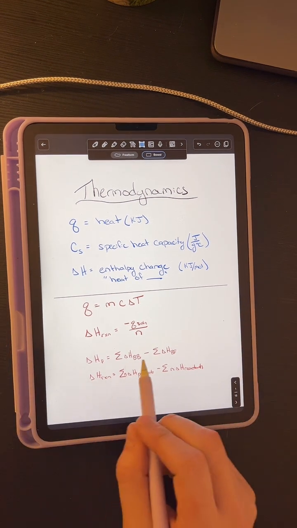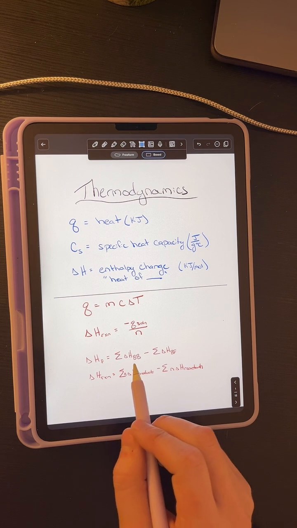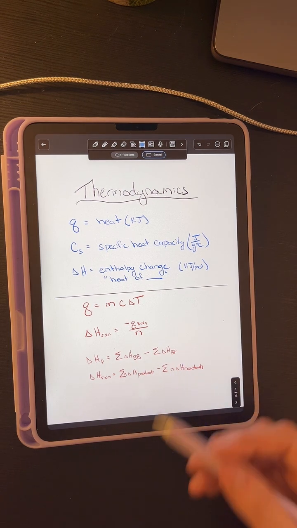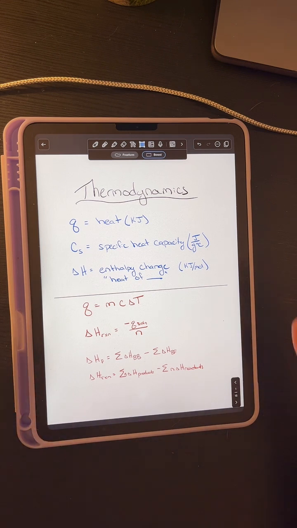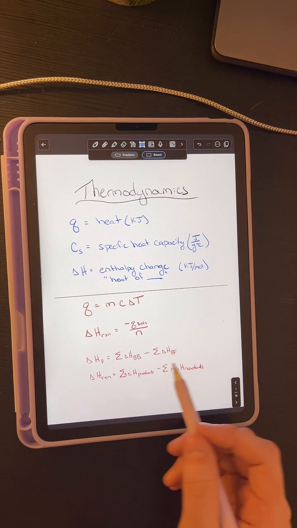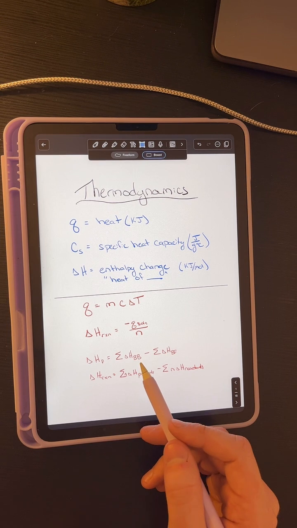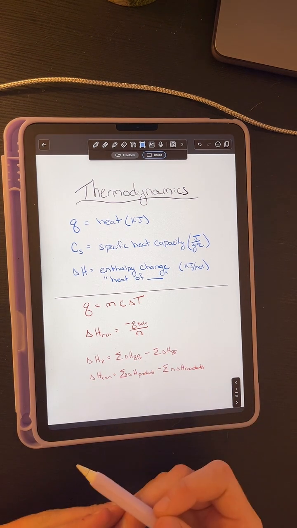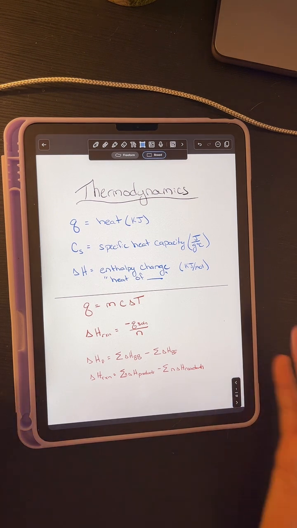So if our bonds breaking are larger than our bonds forming of our energies, then we will be endothermic. We have heat that is entering. And then the same thing can be said, if our bonds breaking are less than our bonds formed, we'll have a negative delta H, and that gives us our exothermic.